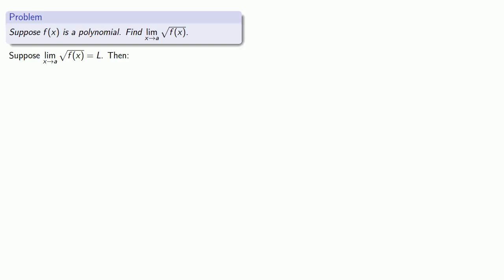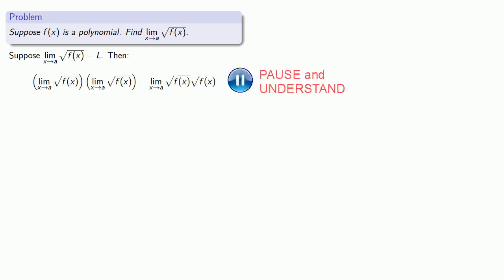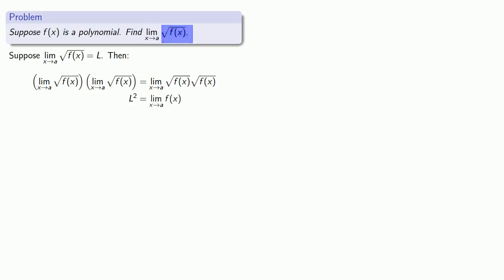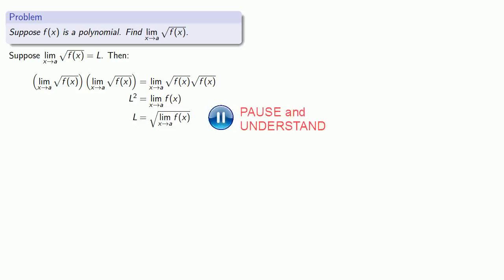Then if I multiply the limit by itself, I get the limit of the square root of f of x times the square root of f of x. On the one side, I get L squared. On the other side, provided that f of x corresponds to a positive number, and it has to because we're going to be taking the square root of it, I get the limit as x approaches a of f of x. And that tells me that L is equal to the square root of the limit as x approaches a of f of x.